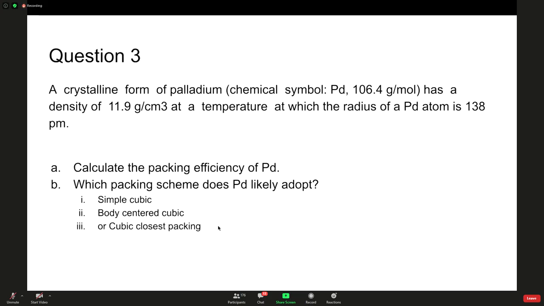So this question just has two parts, calculating the packing efficiency of palladium, and then once you get that, choosing which packing scheme that we are at. And just give me a yes or a thumbs up, something, when you're done so I can gauge.